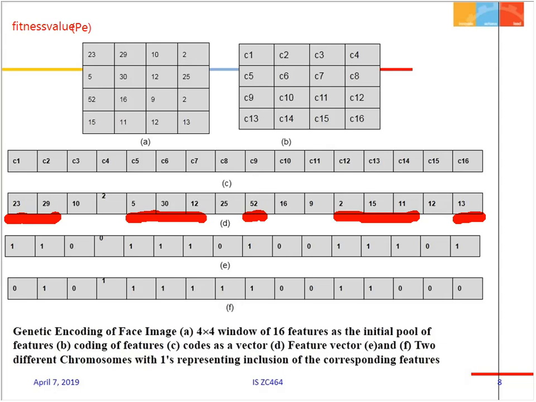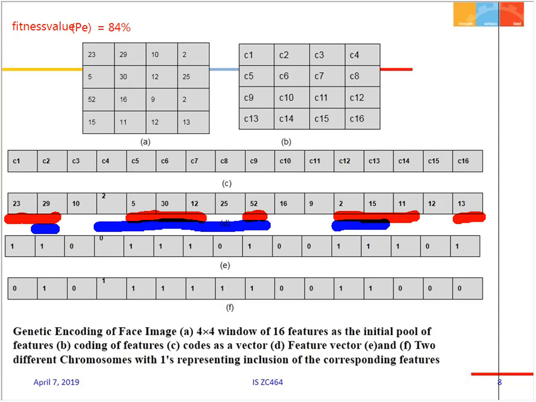And then there is another chromosome, represented in figure F: 0, 1, 0, 1, 1, 1, 1, 1, 1, 0, 0, 1, 1, 0, 0, 0. So what is happening now is that you are actually selecting only 29 here, and then you are selecting 2, 5, 30, 12, and then 25, 52, and then you are selecting 2 and 15. That's it. The ones which I have underlined in blue are the features which are selected using bit string F.